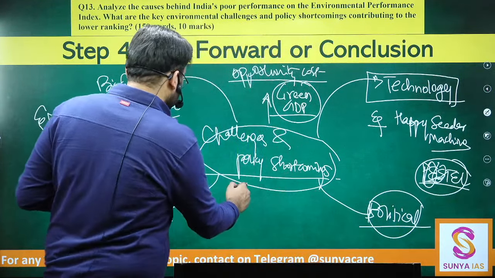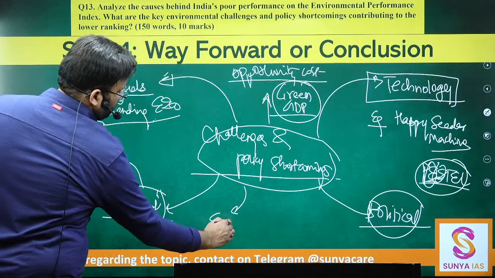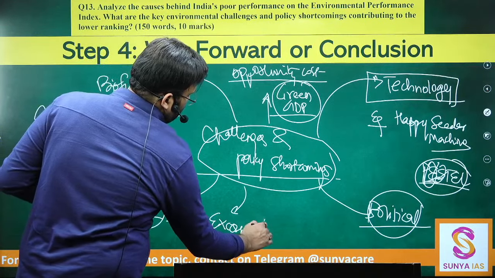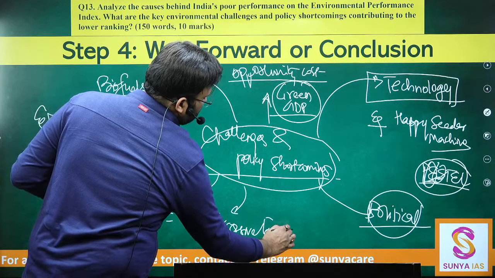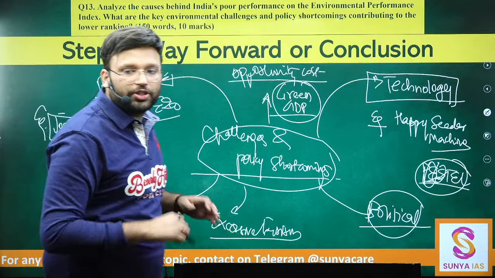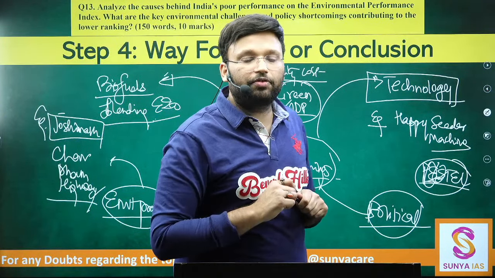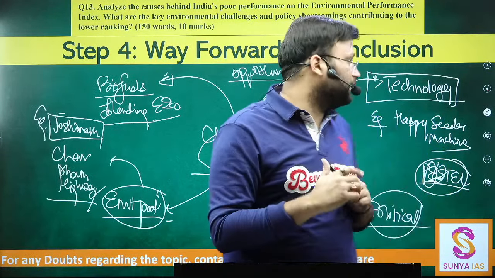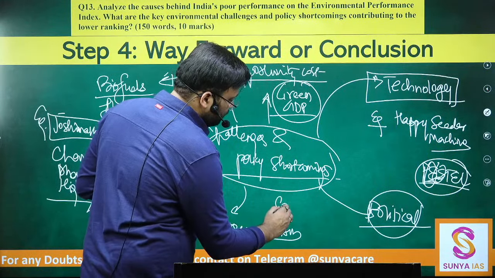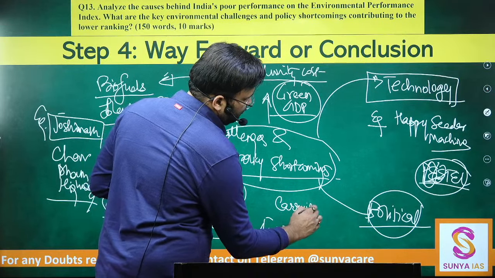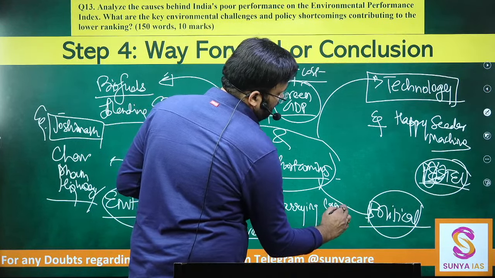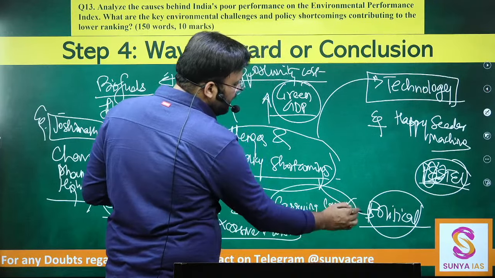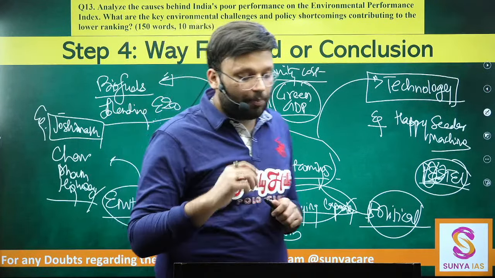How there is excessive tourism. You can give the example of Shimla. Shimla was suffering from a water crisis. Why? Because every ecosystem comes with a carrying capacity. Now you will read about carrying capacity in your prelims preparation.